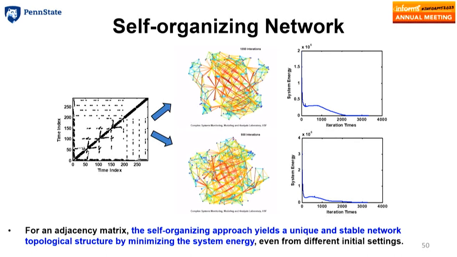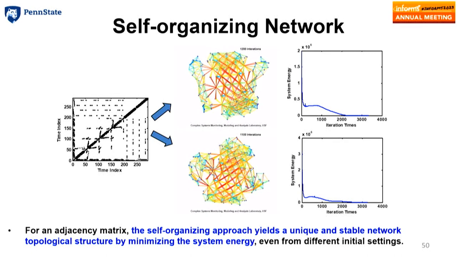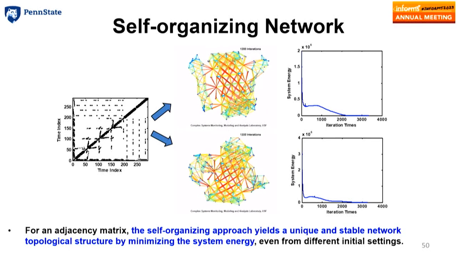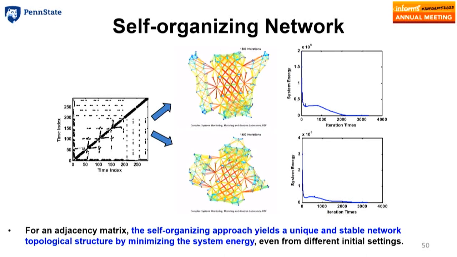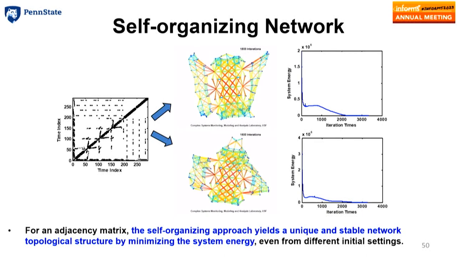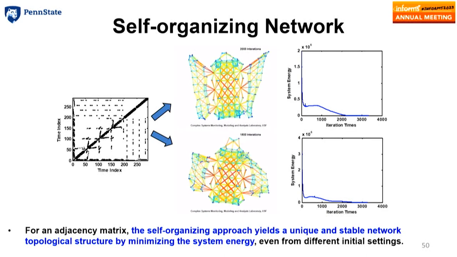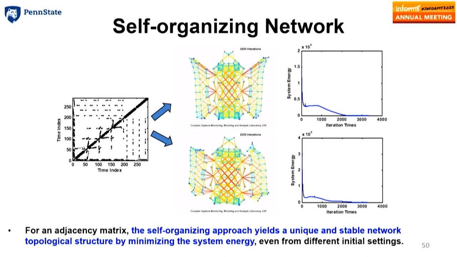As we use the self-organizing algorithms to organize the network, you see the energy actually drops when the network topology is starting to form a shape. And when it converges, we will possibly see the same topology. But let's see whether they are the same. So for an adjacency matrix, the self-organizing approach yields a unique and stable network topology structure by minimizing the system energy, even from different initial settings.